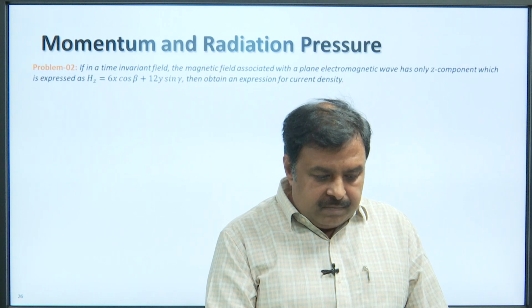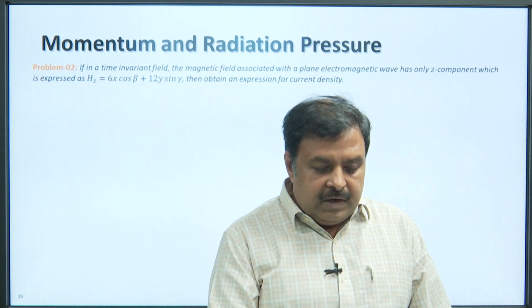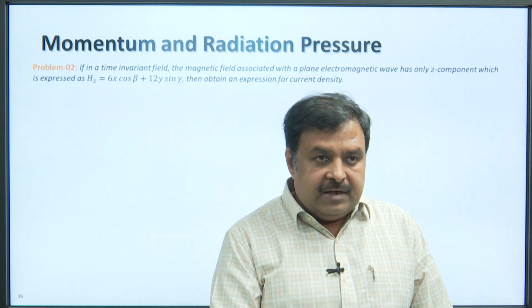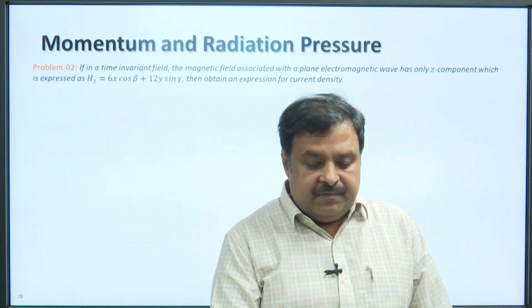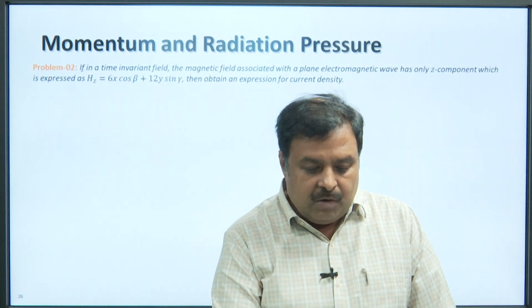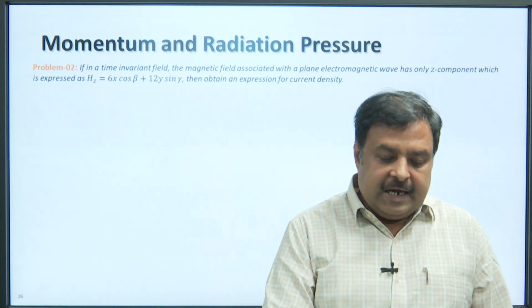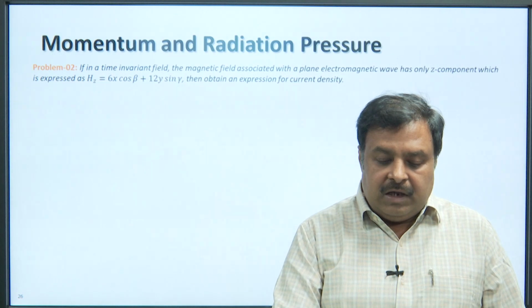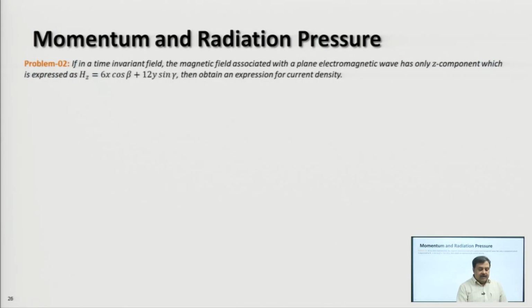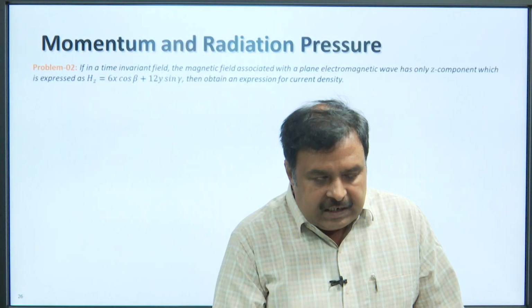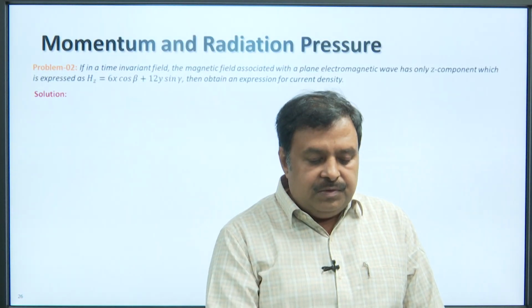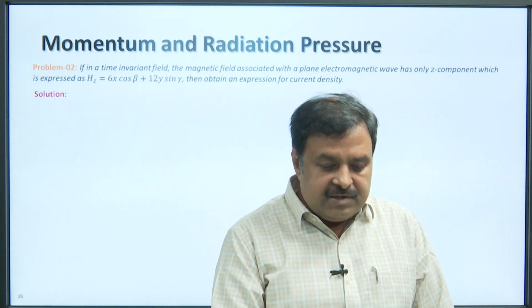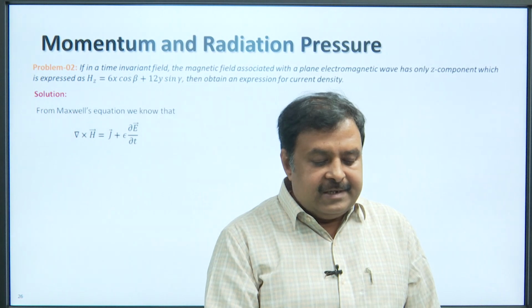So, this is one more problem. In a time invariant field, the magnetic field associated with a plane electromagnetic wave has only z component, which is expressed as H z equal to 6 x cos beta plus 12 y sin beta sin gamma. Obtain an expression for current density. Here the field considered is time invariant, so you can use Ampere's law in place of modified Ampere's law. Let us discuss the solution.